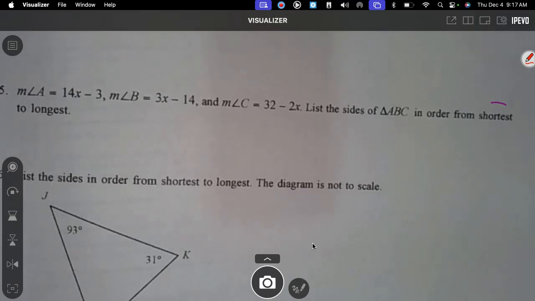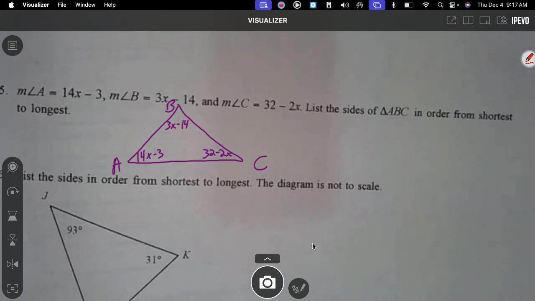Okay, I'm going to draw A, B, and C. A, B, C, and it says angle A is 14x minus 3. Angle B is 3x minus 14. And angle C is 32 minus 2x. List the sides. Oh, this one is a tough one.